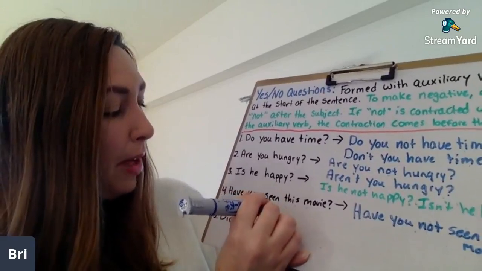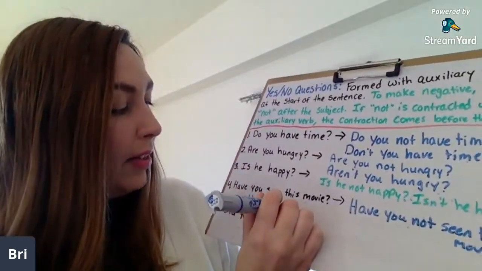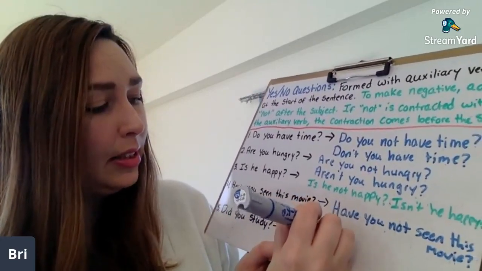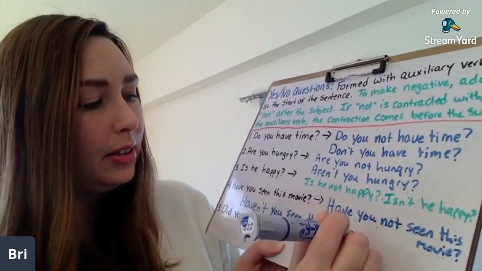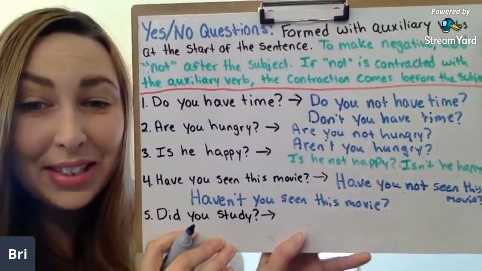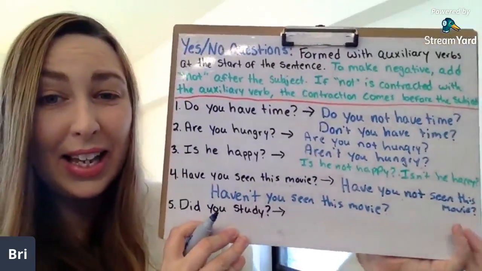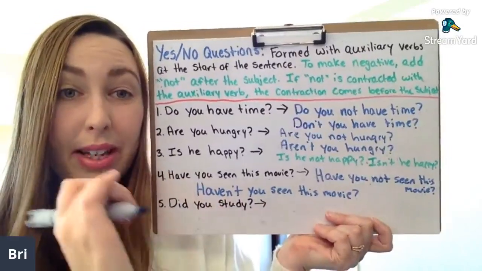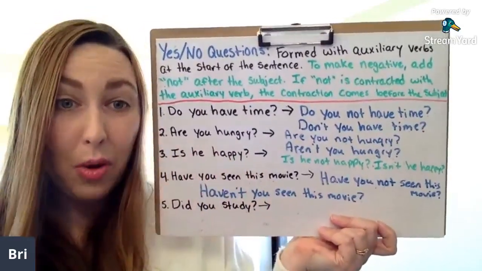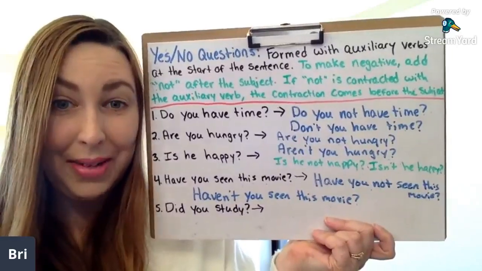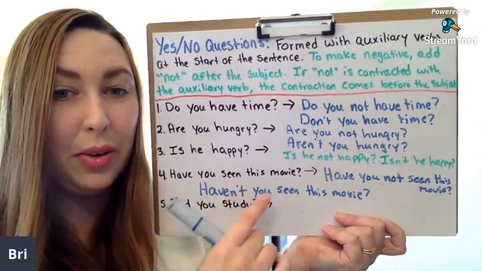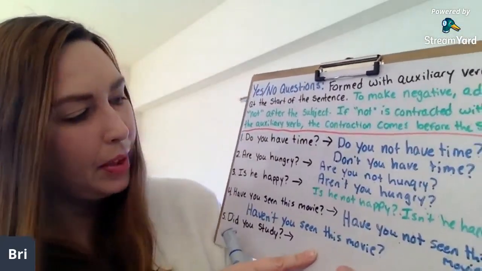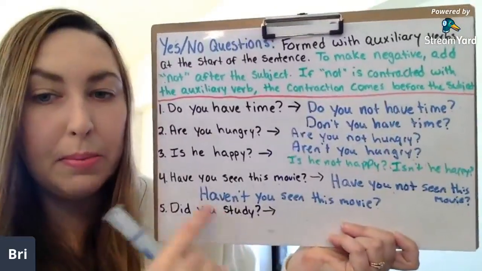Okay, then we could say, I'll write it over here, haven't. Remember, the contraction comes before the subject. Haven't you seen this movie? Again, a lot of times in speaking, we will go for the contraction. So it's really important for you to know that the contraction always comes before the subject, okay? So we wouldn't say, you haven't seen this movie? Haven't you seen it? So remember, the contraction comes before the subject.